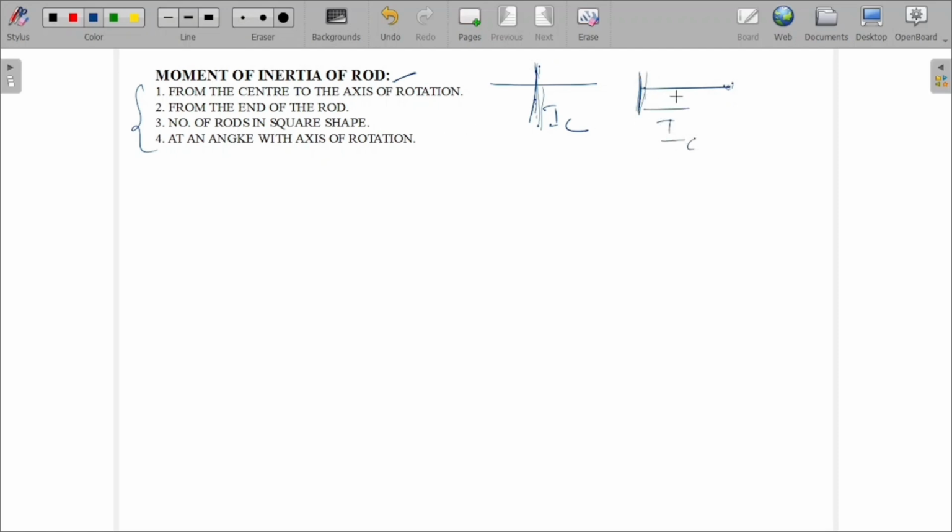And a number of rods like this, if the rods are connected in the form of a square, what is the moment of inertia along this axis, from this corner, and from the center? Okay, and at an angle. That means it is the center of rotation. Now it is going to rotate like this. In this case, what is it? Okay, these are all we are going to learn in this class, right?